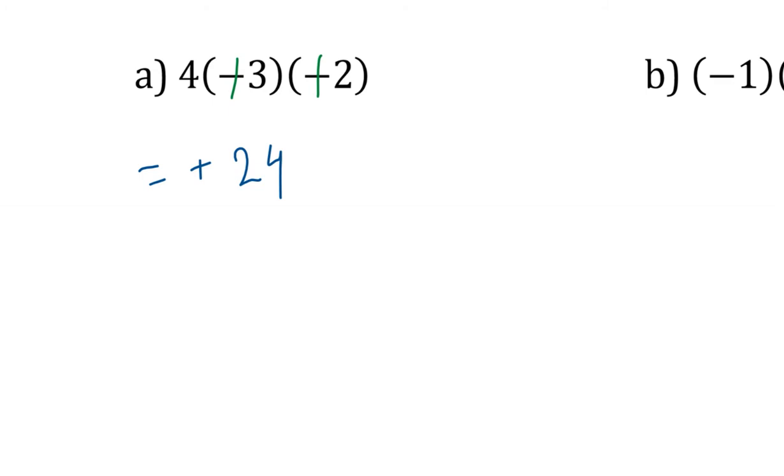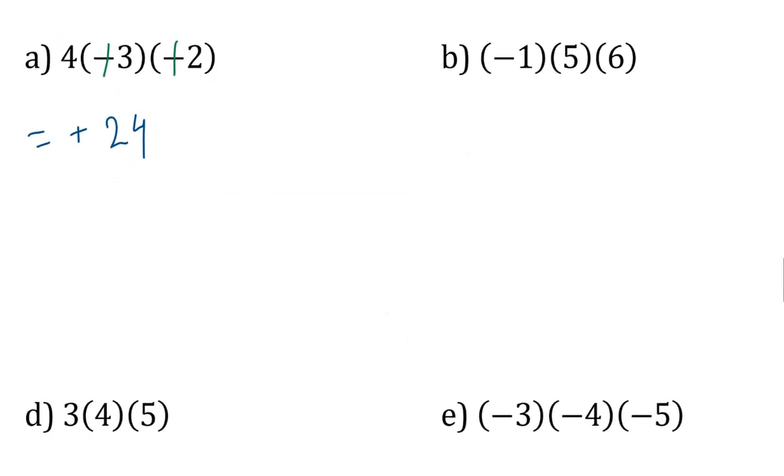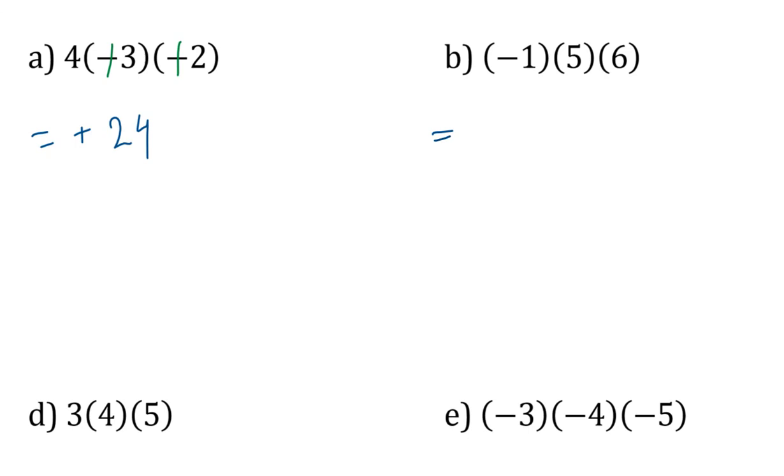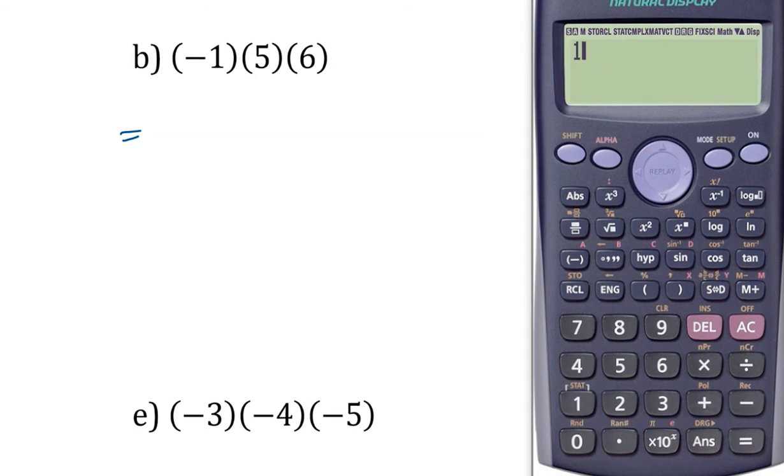Okay, I'm going to move on to a couple more examples, and after we've done a few examples and seen some different circumstances, we'll summarize and talk about all the different things that might happen. So this one is 1 times 5 times 6. Again, if I want to use my calculator, 1 times 5 times 6, I'm going to get 30. And in this case, I only have one negative sign. So my answer will be negative 30.